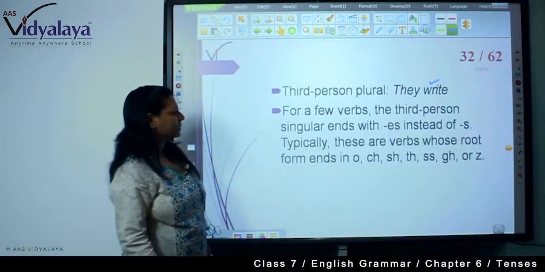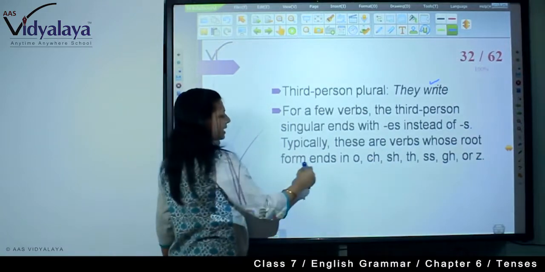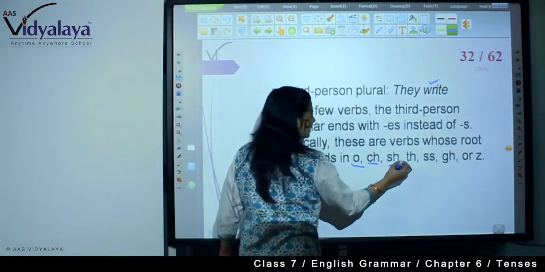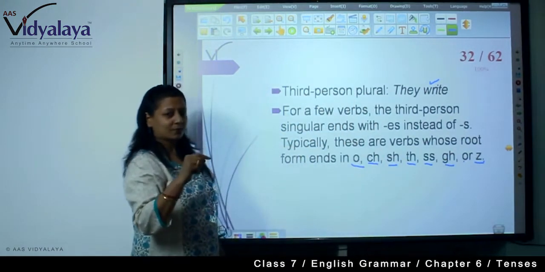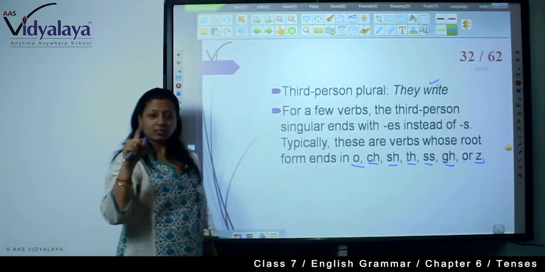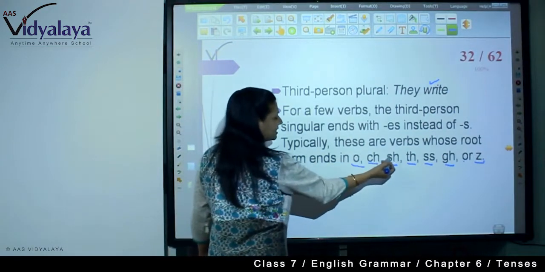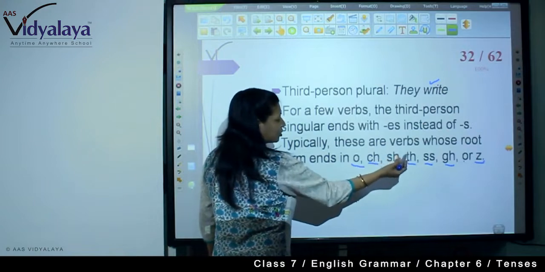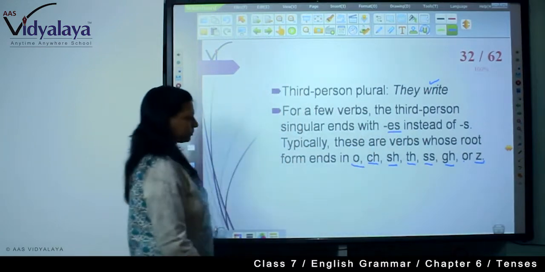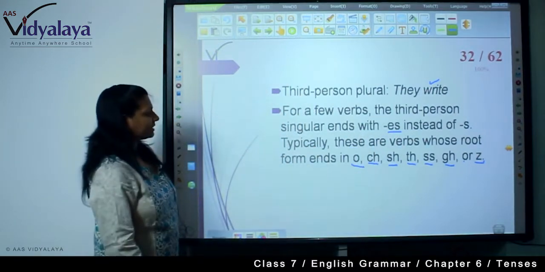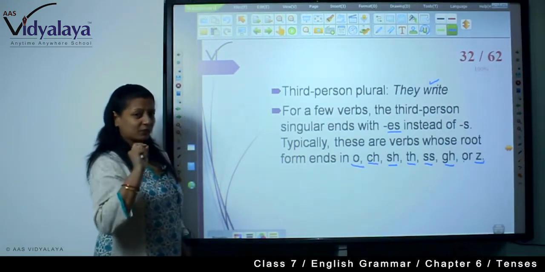For a few verbs, the third person singular ends with es instead of s, and these are the verbs whose root form ends in o, ch, ss, th, sh, gh or z. In the earlier slide you have seen that with the third person we use s or es, but some particular words that end with o, ch, ss, sh, gh or z, we use es, right? In this way you will have to understand where to write es and where to write s.